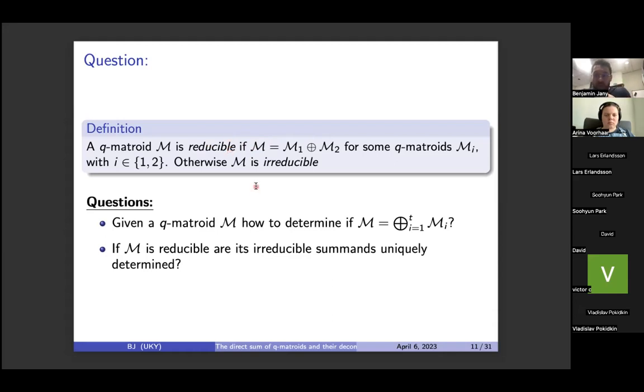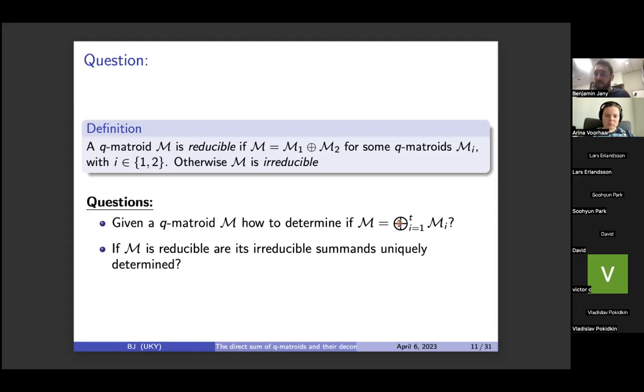So the explicit question we asked is: do we have a method to decompose a q-matroid into the sum of irreducible components? And the second question is, if we have such a method, is that decomposition into irreducible components unique? There could be two different ways to break down those q-matroids. So that is a question one needs to consider.